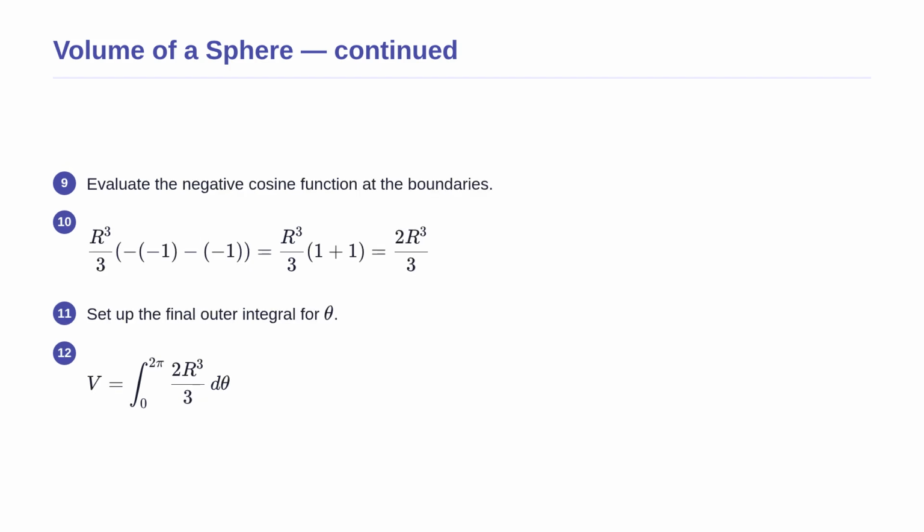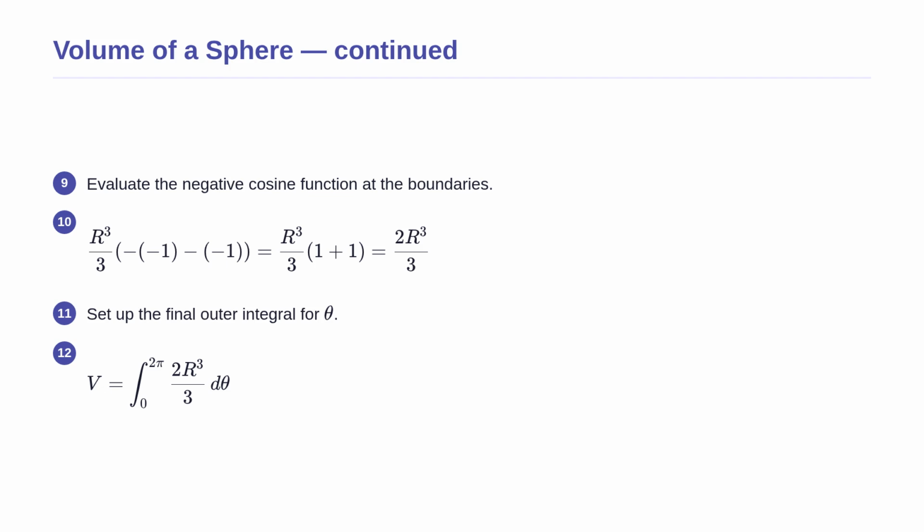Let us carefully plug the boundary values into our negative cosine function. The cosine of pi is -1 and the cosine of 0 is +1. Subtracting these values carefully accounts for the double negatives, resulting in a simple integer, 2. This integer multiplies our previous fraction, giving us 2r³ as the accumulated value so far. We have now reduced the complex triple integral down to a simple integral.